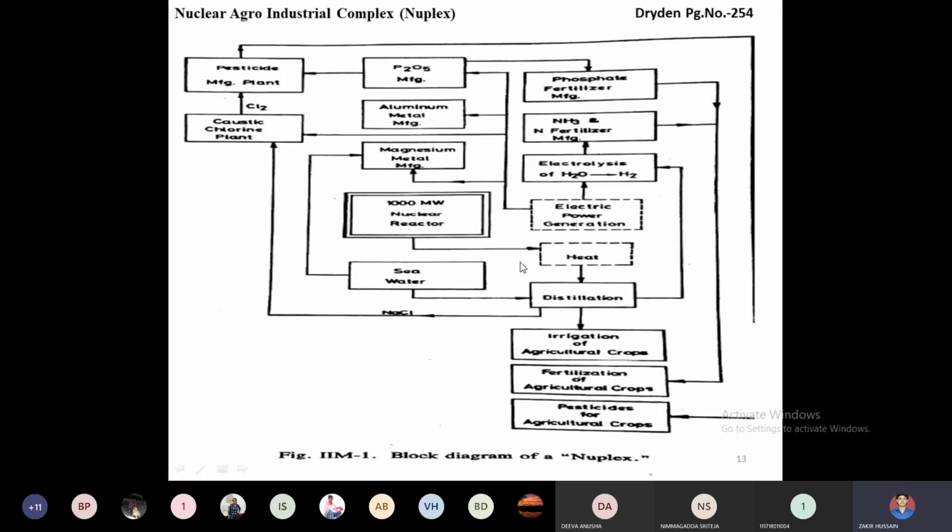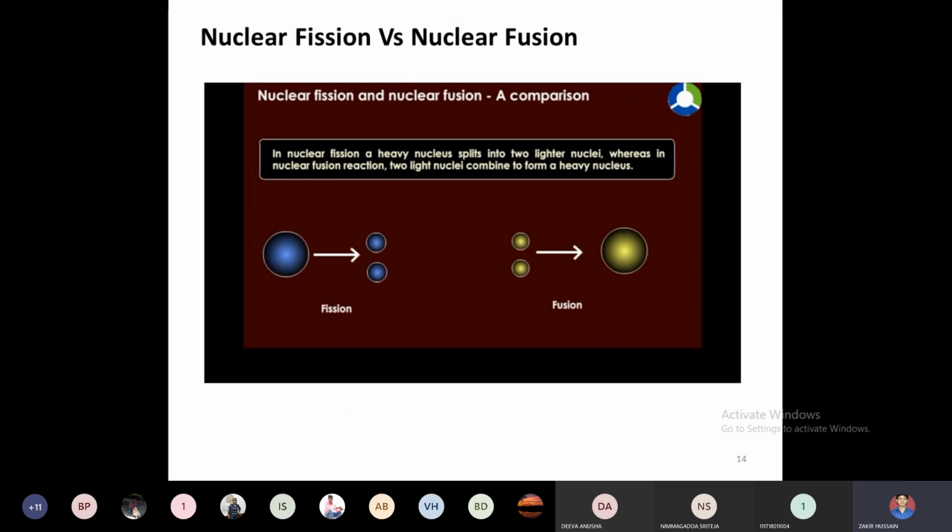So using this complex will be very much advantageous for our agricultural as well as industrial advancements. So next one is nuclear fission and nuclear fusion. You already know nuclear fission is nothing but a fragmentation of a large nucleus into small nuclei, whereas nuclear fusion is the combination of small nuclei in order to yield a large nucleus.